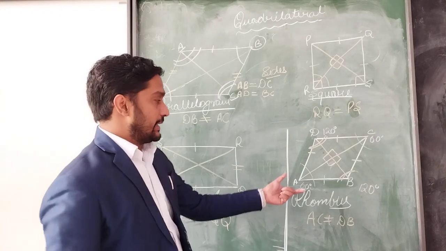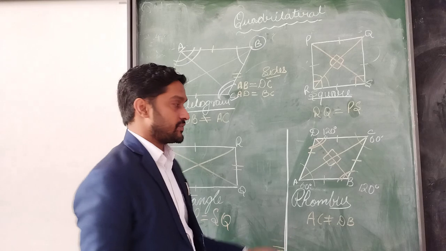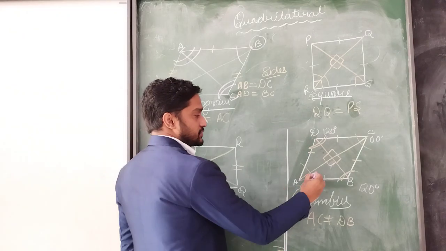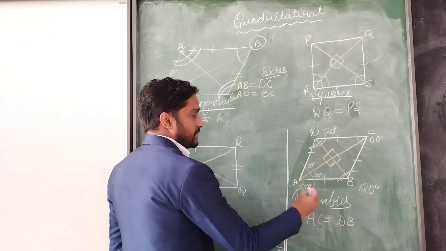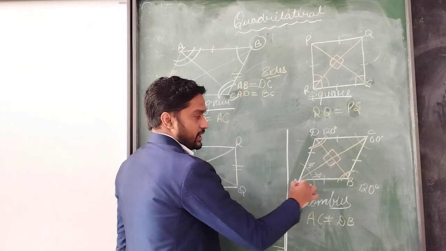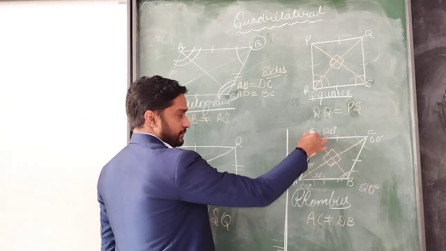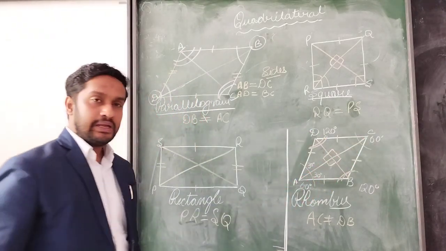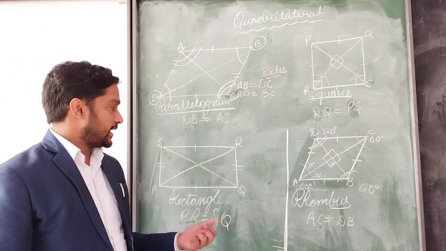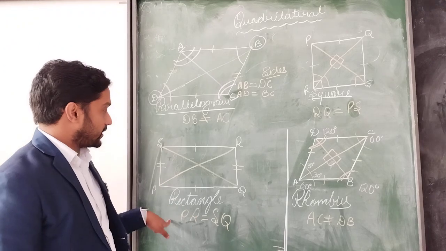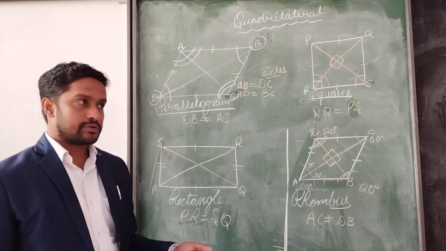Okay, so whenever the diagonal passes through the vertex in a rhombus, it bisects the angle as well. If angle A is 60 degrees, it divides into two equal parts, 30 degrees and 30 degrees, which means angle CAB will be equal to angle CAD because the diagonal bisects the interior angle. And as we all know, in a rectangle and square, the diagonals bisect each other also.